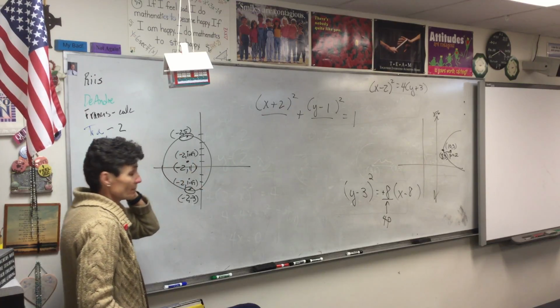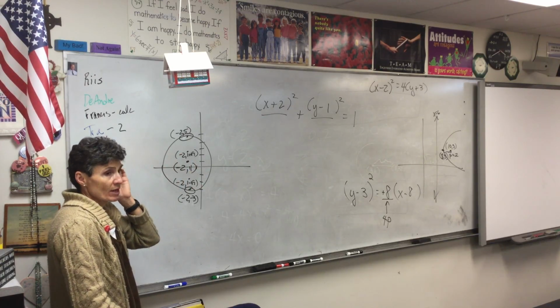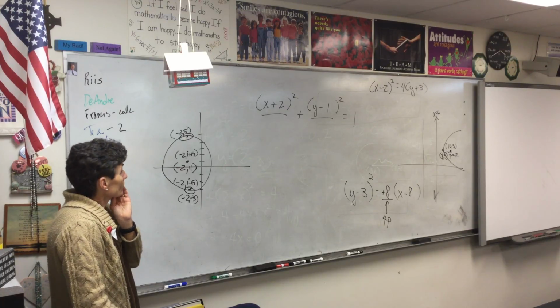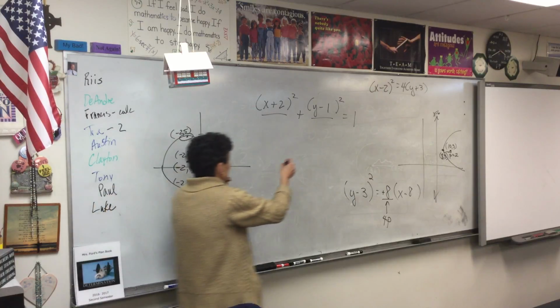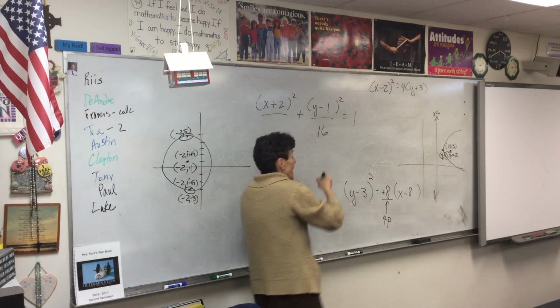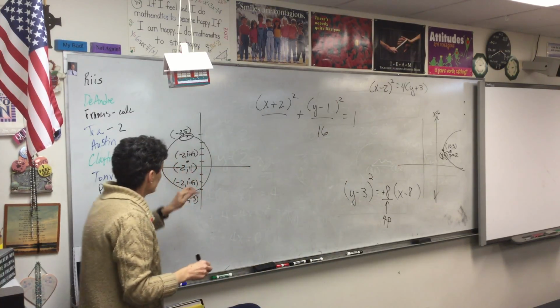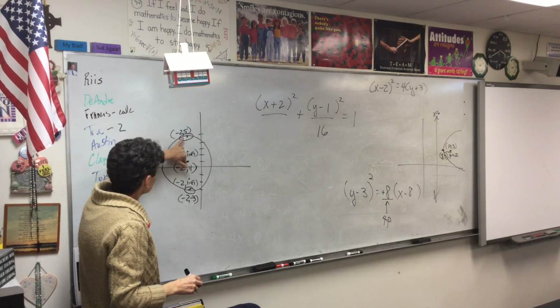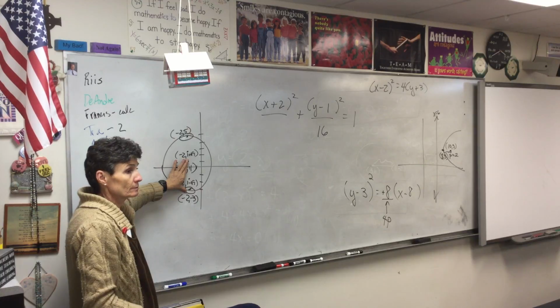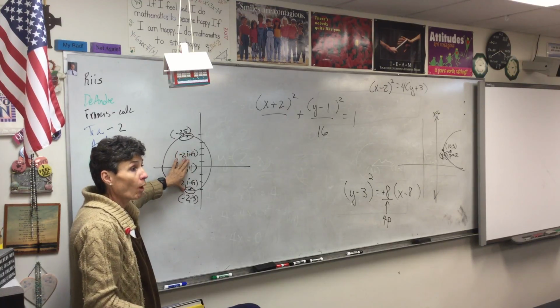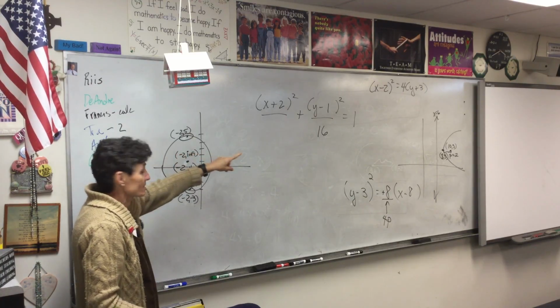Now, what about my denominators? Do I know anything about them? Yeah. I know the y has to be 16. Now, how do I know that the y has to be 16? This is my center. I went up 4 and down 4. Up and down means y. Up and down 4 means 16.